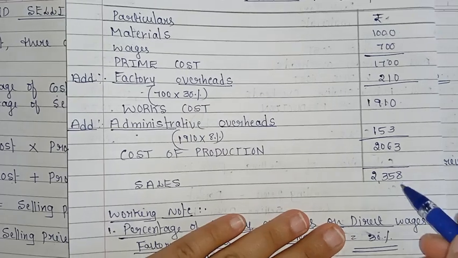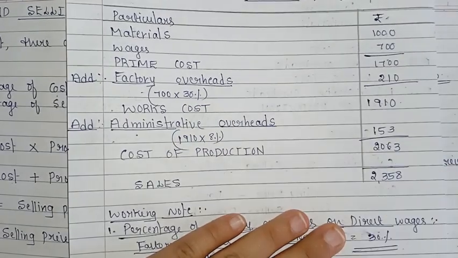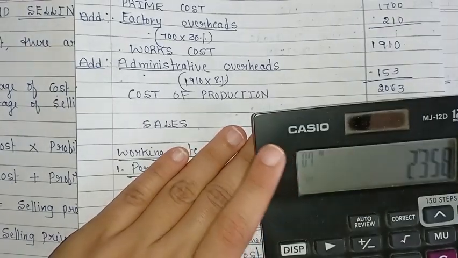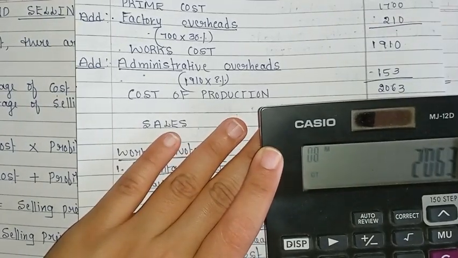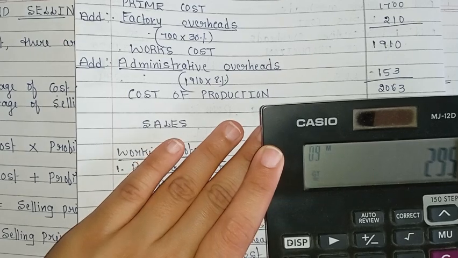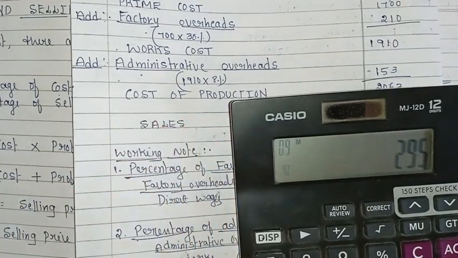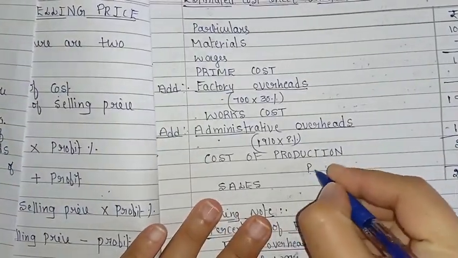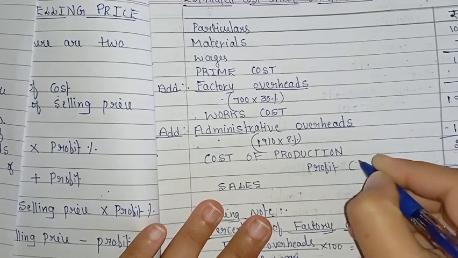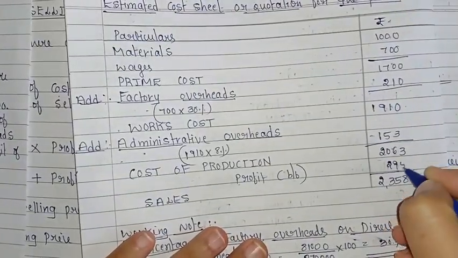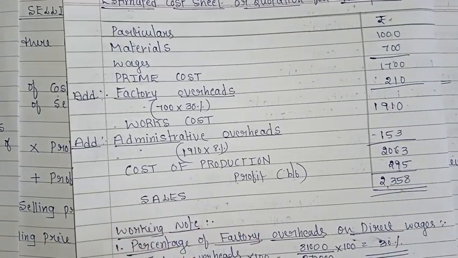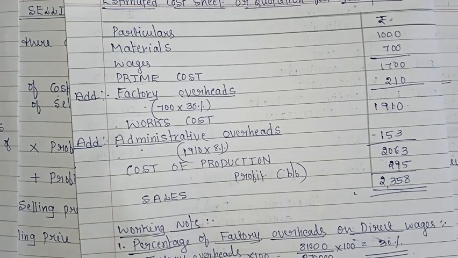Here also again sales is more than cost. So 2,358 minus 2,063 equals to rupees 295. 295. That is our profit. That is balancing figure. Profit balancing figure. 295. That is our profit. And 2,358. That is our sales.